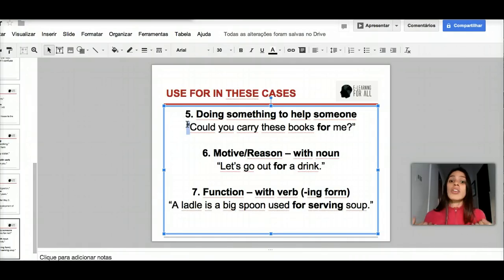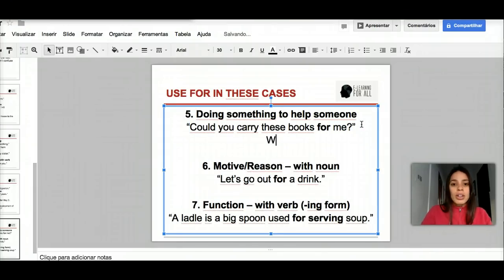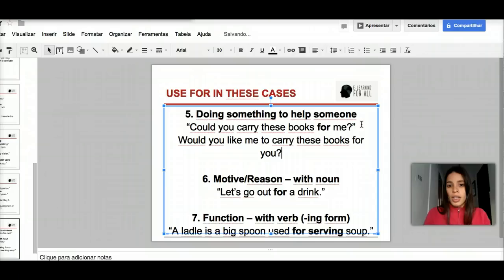Yes. You can also offer help. Would you like me to carry these books for you? I'm offering help. Let me write here this. Would you like me to carry these books for you? Okay, so when you offer to do something good, you can use the preposition for as well.